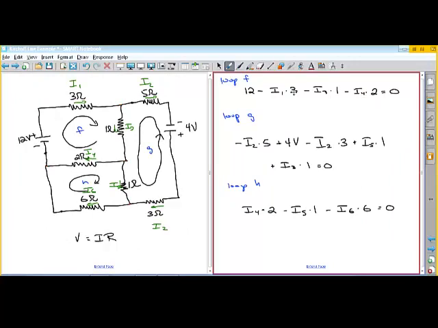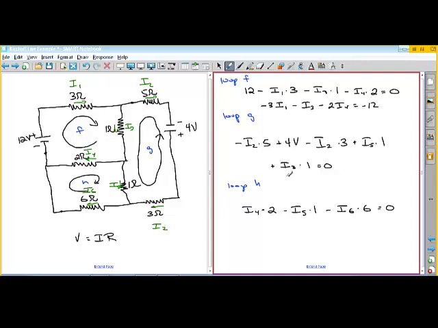Well, in this case, I'm going to move the coefficients to the front. I'm going to move this 12 to the other side. And I'll just keep them negative. So you'll have negative 3 I1 minus I3 minus 2 I4 is equal to negative 12.